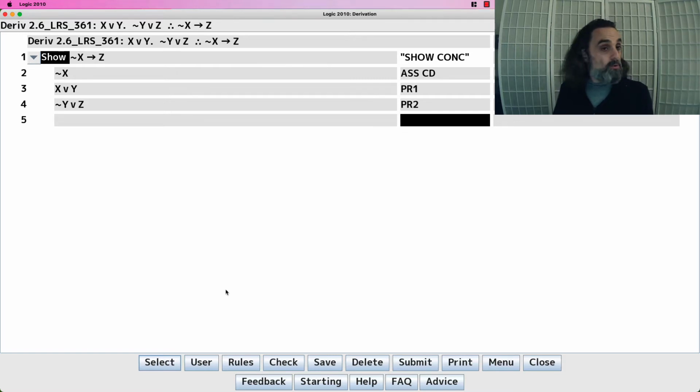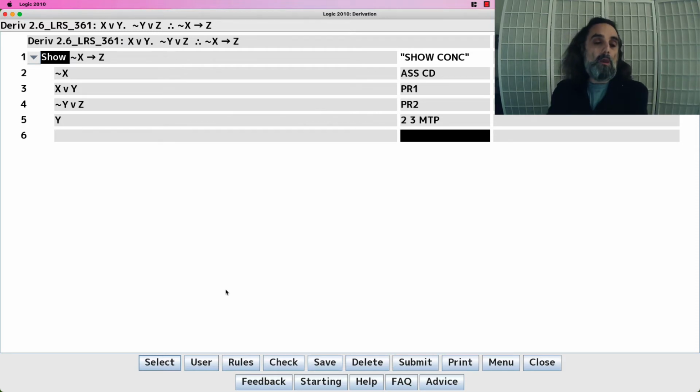Well, we might notice right away we can do MTP with 2 and 3 because the left disjunct of 3 is x, and we have the negation of that on line 2. So we 2, 3 MTP, we're good to go. Now we've used line 3, can we use line 4? Well, we would want to do MTP with line 4, so we would need the negation of either disjunct. So we need not z, or we need not y. We don't have not y, but we can get it.